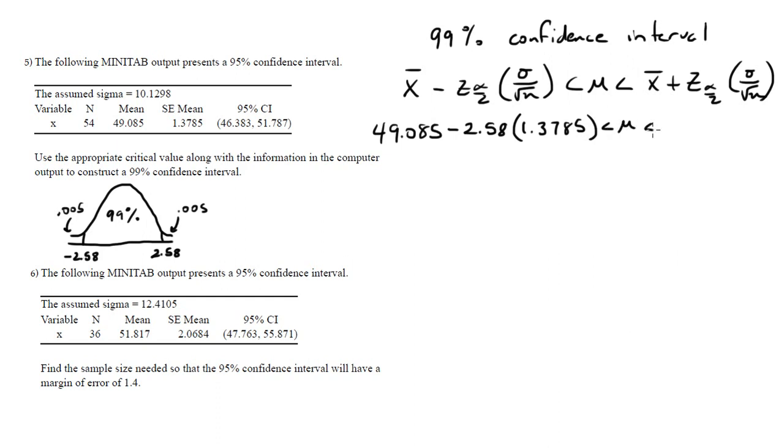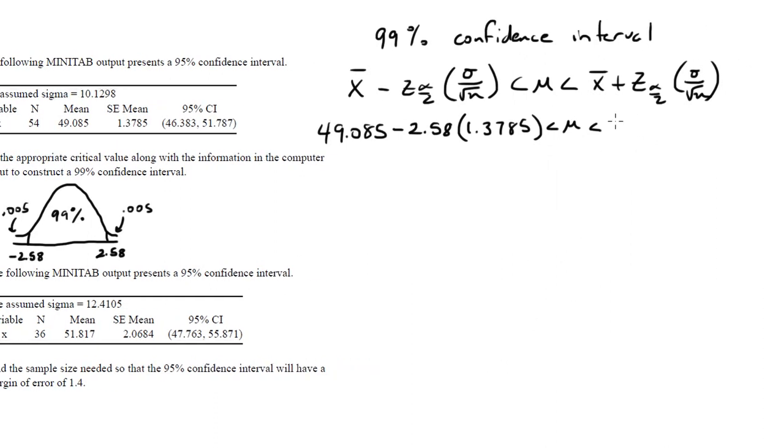That's my left side. I'm going to have to squeeze a little bit from my right side. Oh, I don't have to squeeze. Let me just move over. So X bar, 49.085, plus 2.58 times standard error of the mean, 1.3785. I'm going to put this right in my calculator, see what happens.